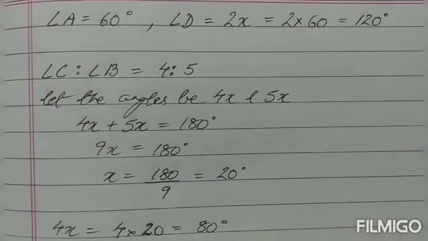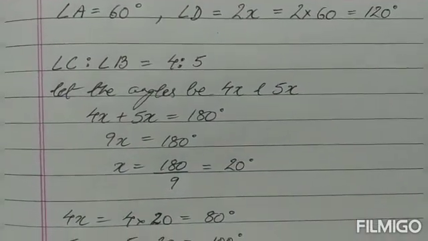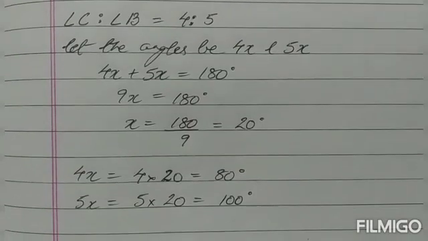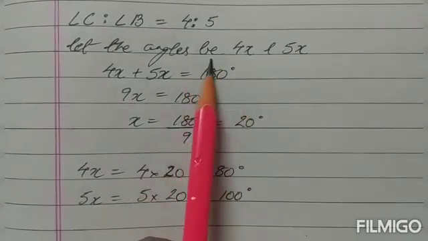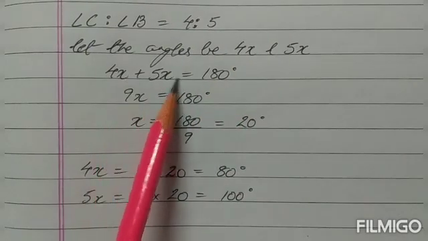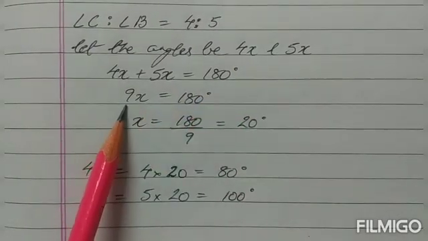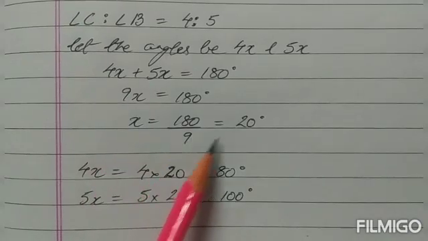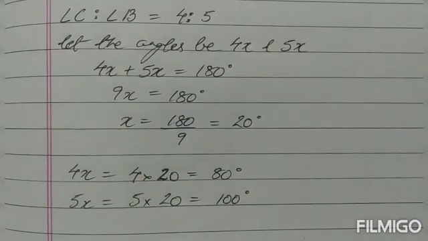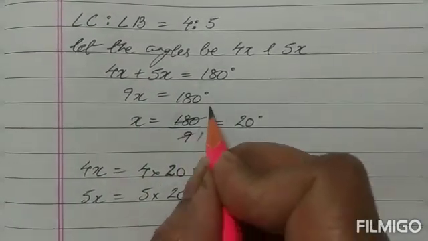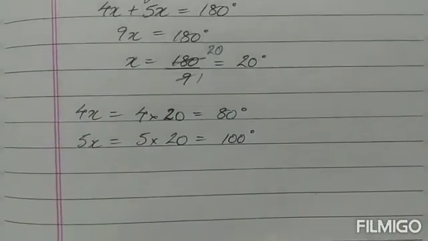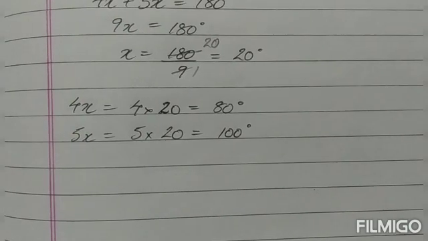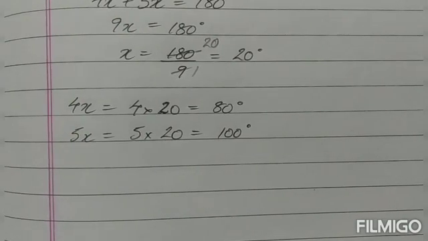Similarly, because, children, angle C and angle B are in the ratio 4:5, so again you will have to use a variable. Let the angles be 4x and 5x. 4x plus 5x is equal to 180. 9x is equal to 180. x is equal to 20. Reduce it over here. So this is how much? This is 20. Now put the value of x in 4x and 5x. So 4x is equal to an 80-degree angle and 5x is equal to a 100-degree angle.